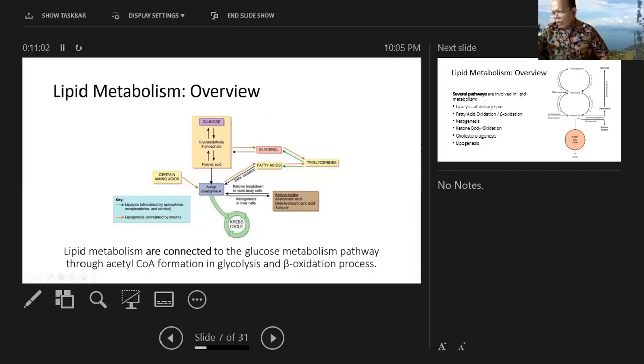The same thing, this lipid will be converted to fatty acid, then will be oxidized by using beta oxidation to get acetyl-coenzyme A. Then, certain amino acids can also be converted to acetyl-coenzyme A, and also ketone bodies. Then we can see from this arrow, this green arrow explains the lipolysis, and the red arrow is lipogenesis.